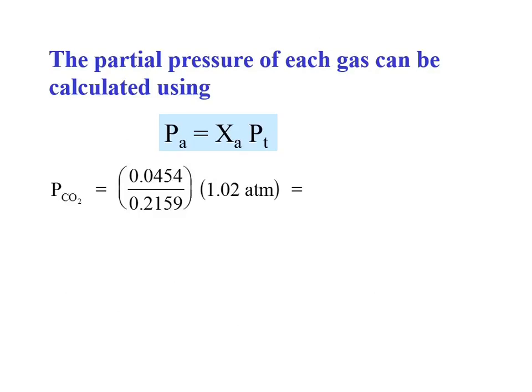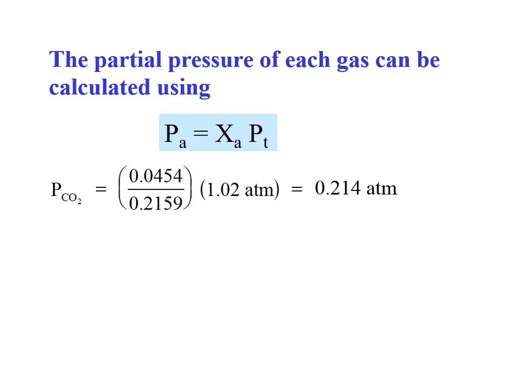So to get to the CO2, we need the mole fraction of CO2, which was the moles of CO2, 0.0454. And I'm just going to leave that unitless because the moles are going to cancel with each other. 0.0454. The total moles, that 0.2159 that we used before, times the total pressure, 1.02 atmospheres. Round to 3 significant figures, I get the partial pressure of CO2 is 0.214 atmospheres.